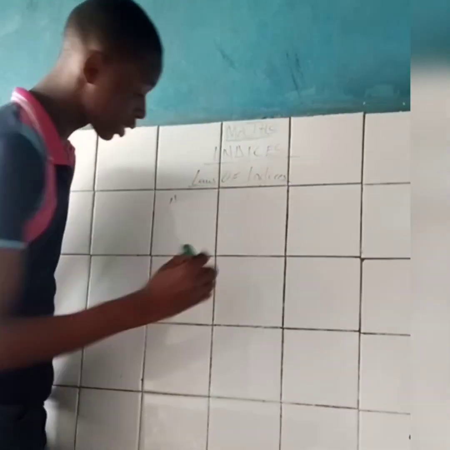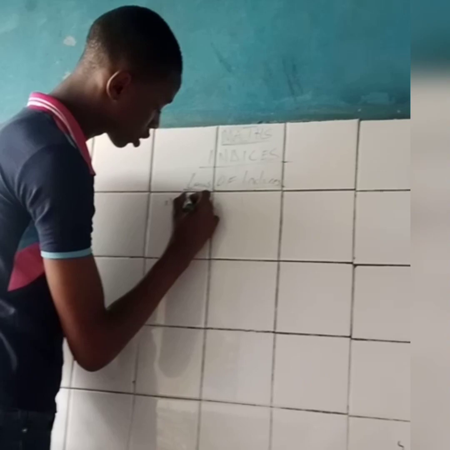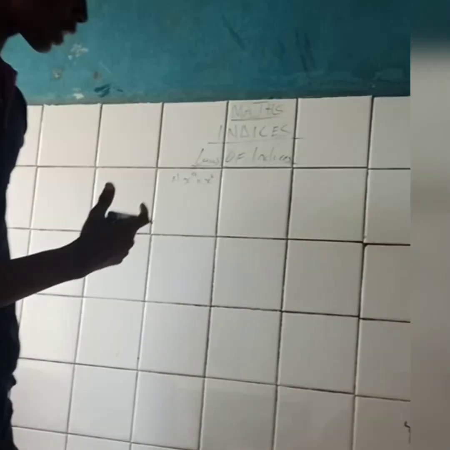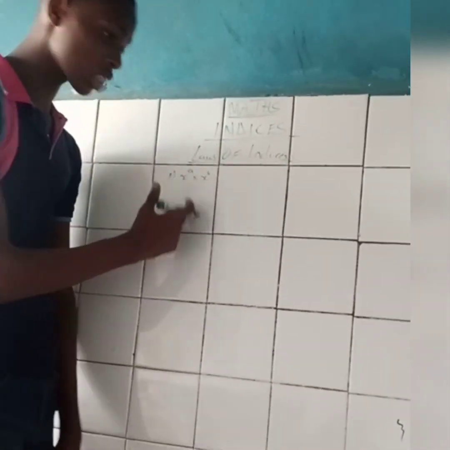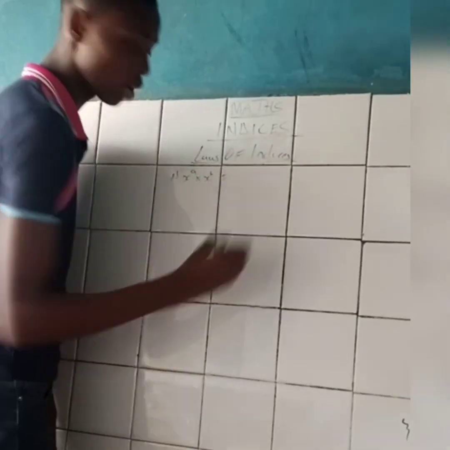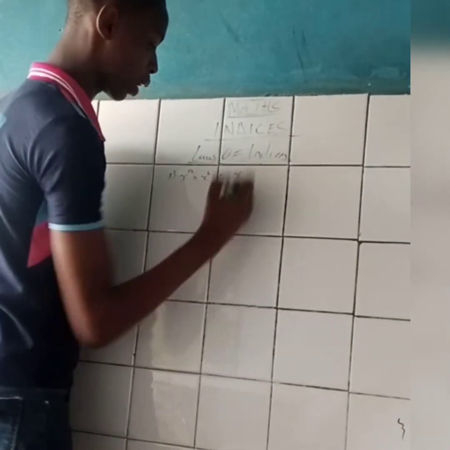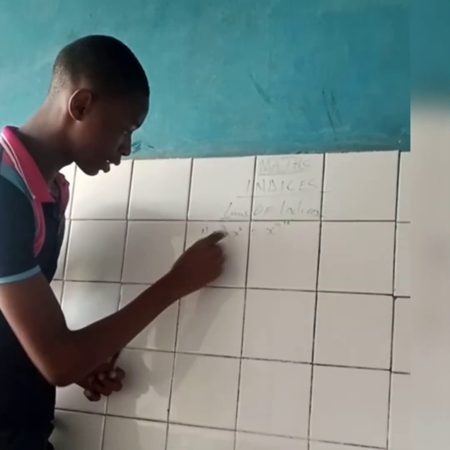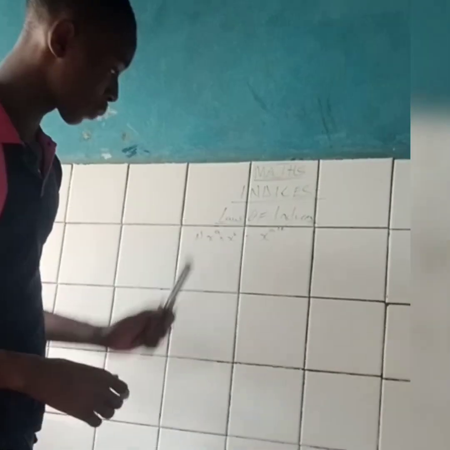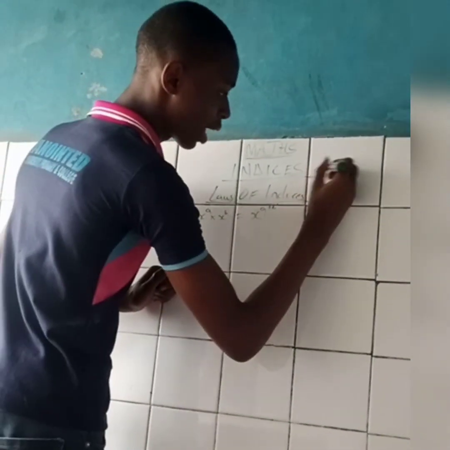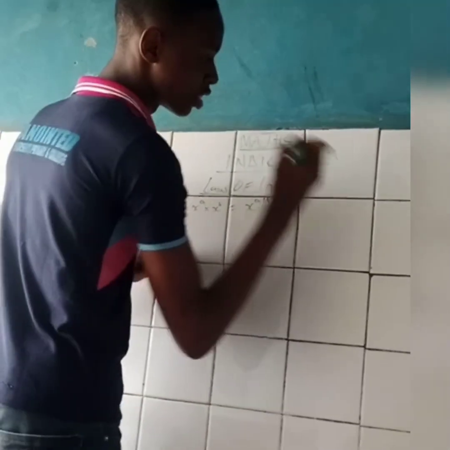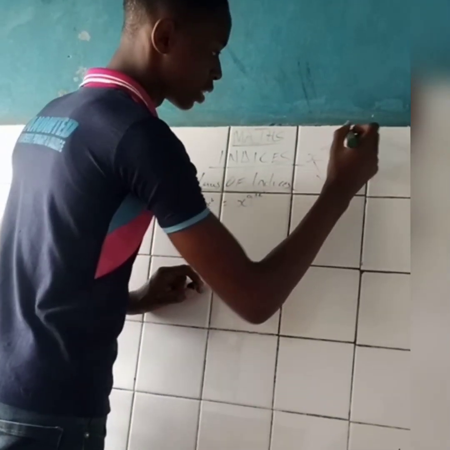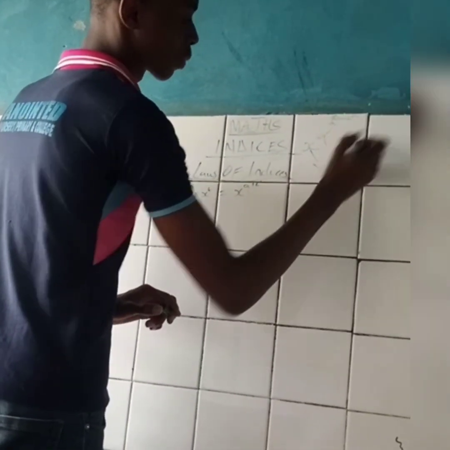So we'll be looking at the first law of indices, which states that x raised to power a times x raised to power b is equal to x raised to power a plus b. So in this kind of question, when we have x raised to power a times x raised to power b, our x is the base while our a is the power.